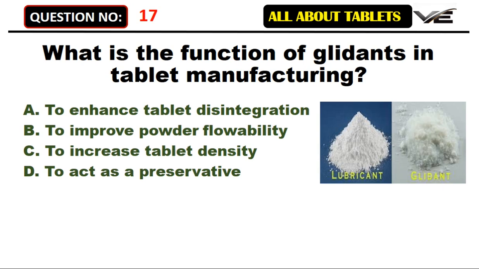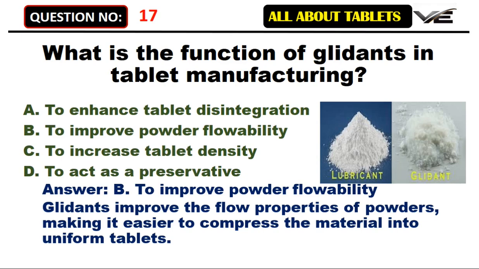What is the function of glidants in tablet manufacturing? A. To enhance tablet disintegration. B. To improve powder flowability. C. To increase tablet density. D. To act as a preservative. Answer. B. To improve powder flowability. Glidants improve the flow properties of powders, making it easier to compress the material into uniform tablets.